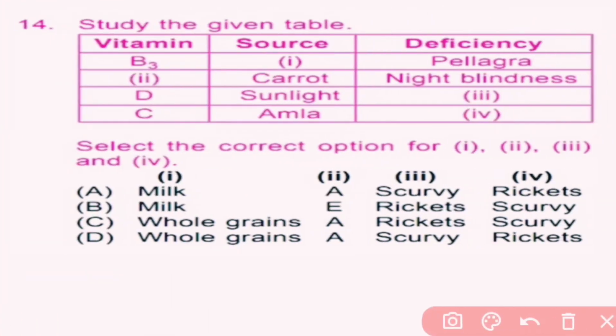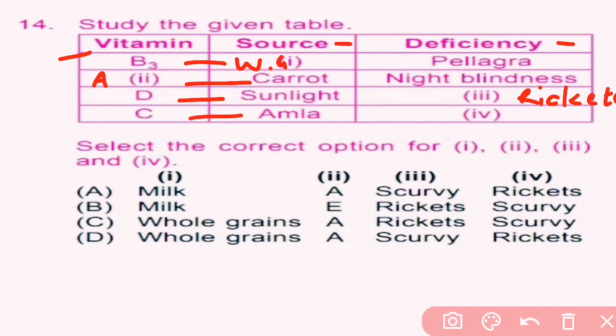Question number 14. Study the given table. Here are given vitamins, their sources and their deficiencies. Vitamin B3: the source of vitamin B3 is whole grain, and pellagra is caused by the deficiency of vitamin B3. Here carrot is rich in vitamin A and deficiency of vitamin A causes night blindness. The source of vitamin D is sunlight and deficiency of vitamin D causes rickets. And the source of vitamin C is amla and deficiency of vitamin C causes scurvy. So here C is the correct answer.